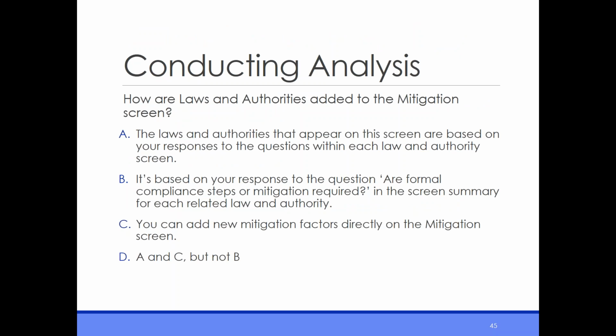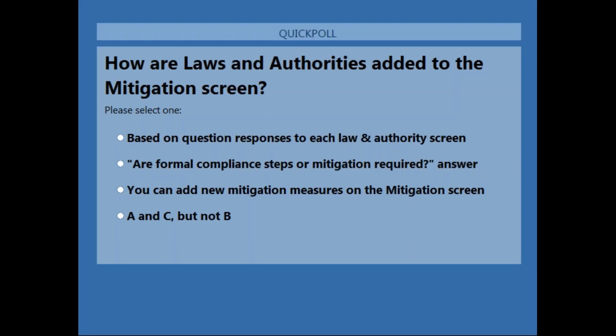All right, next question. How are the laws and authorities added to the mitigation screen? A, the laws and authorities that appear on this screen are based on responses to your question within each law and authority screen. B is based on your response to the question, are formal compliance steps or mitigation required in the screen summary for each related law and authority. C, you can add new mitigation factors directly on the mitigation screen. And finally, D, A and C, but not B. It's a little confusing.